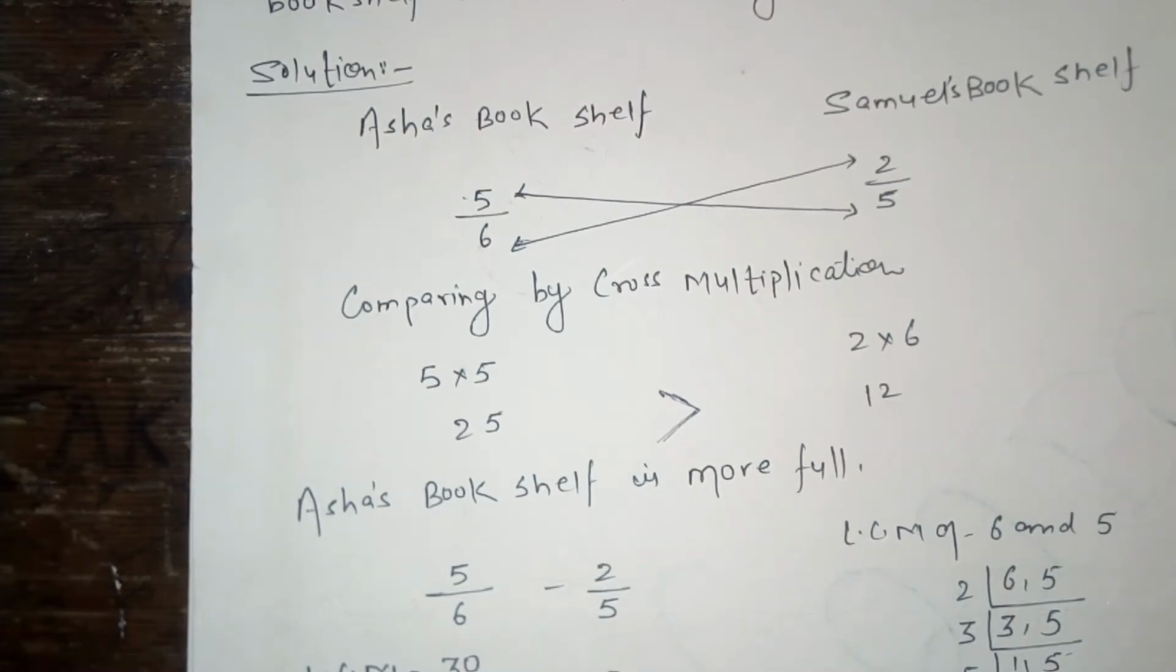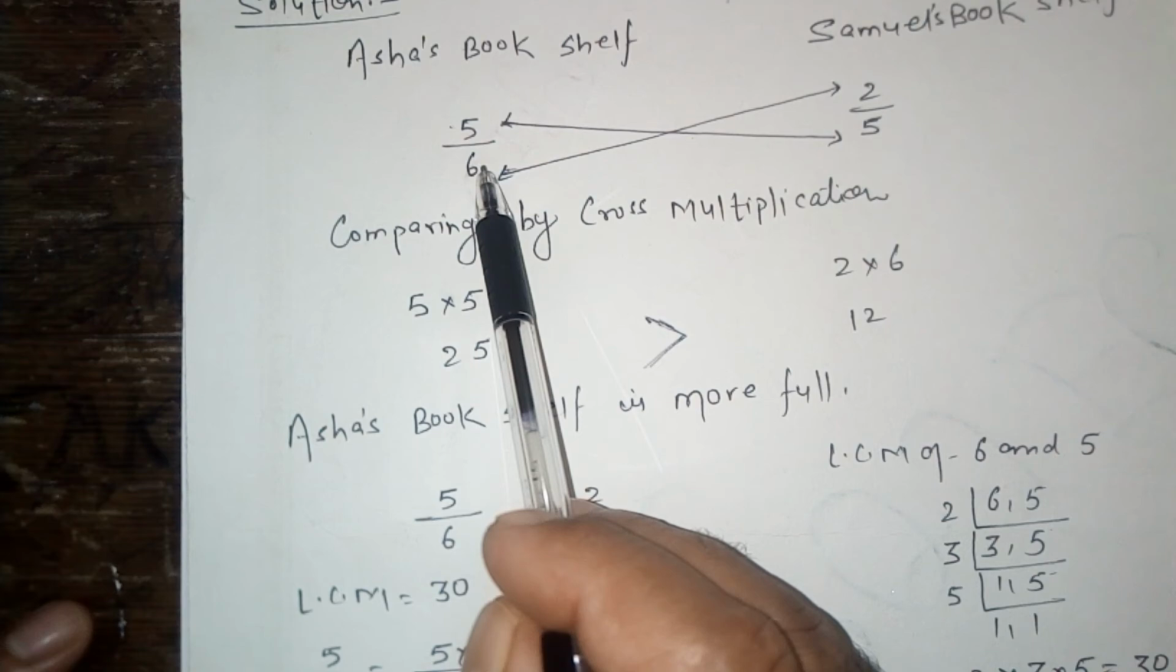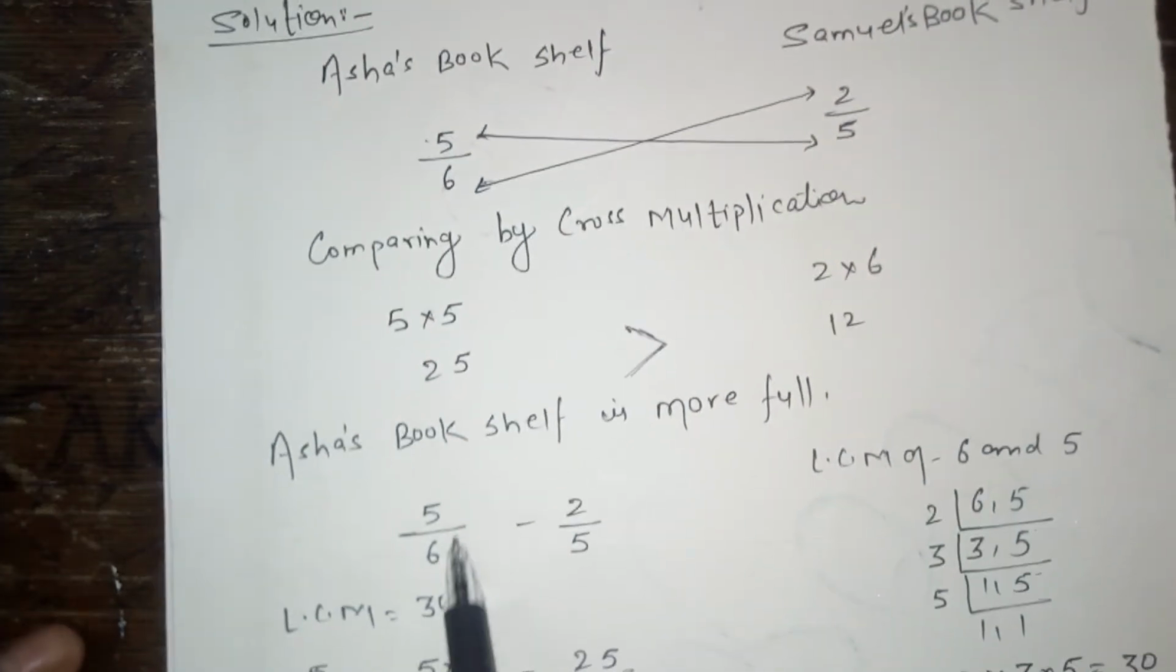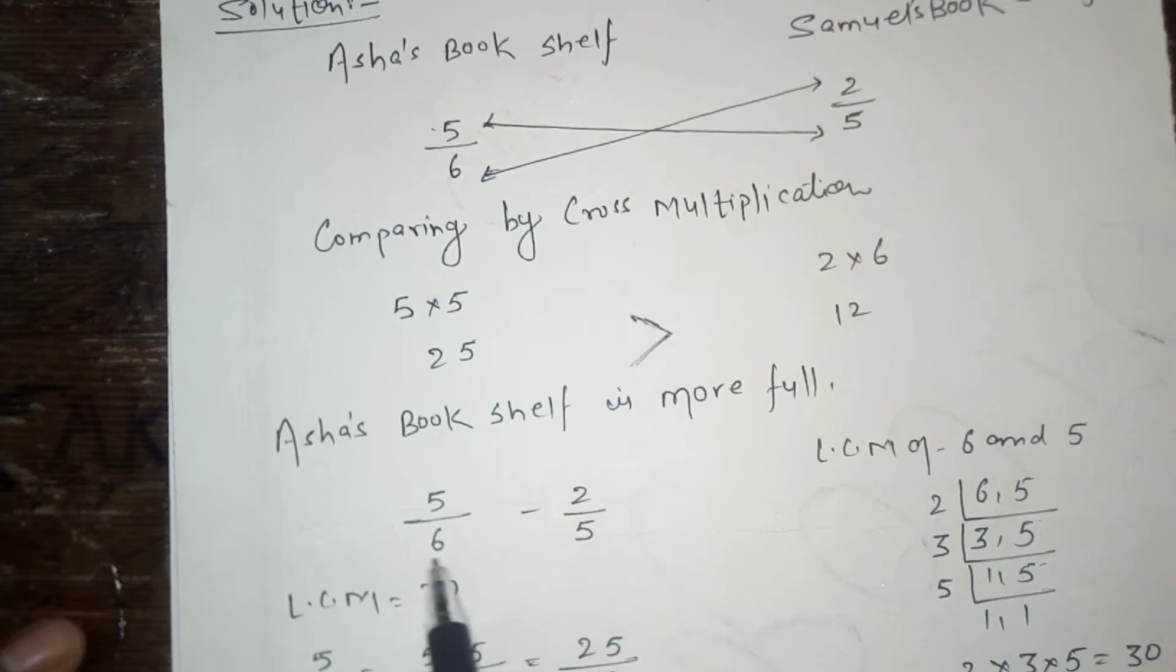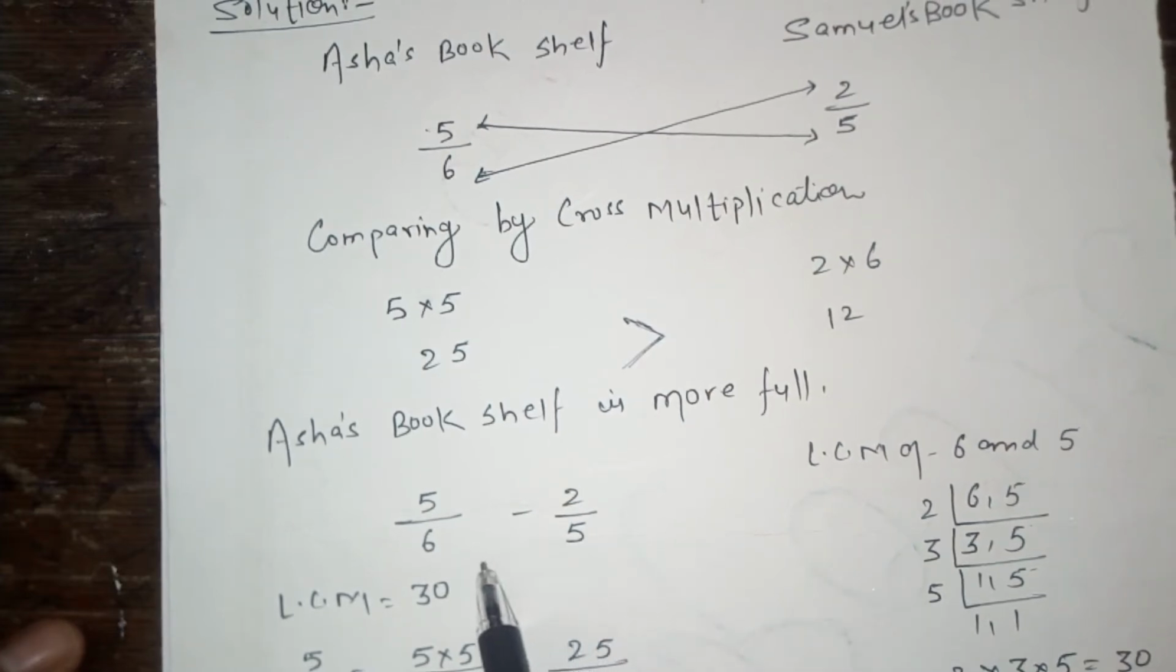Okay, now according to the question, Asa's bookshelf is more full than Samuel's bookshelf. But what is the fraction? So now look here, 5 upon 6 minus 2 upon 5. These two fractions are unlike fractions, and unlike fractions must be converted to like fractions. How? We will take out the LCM of 6 and 5.